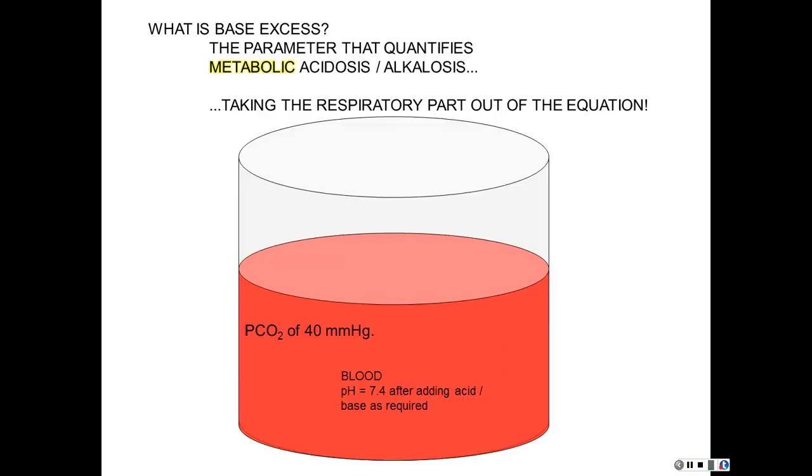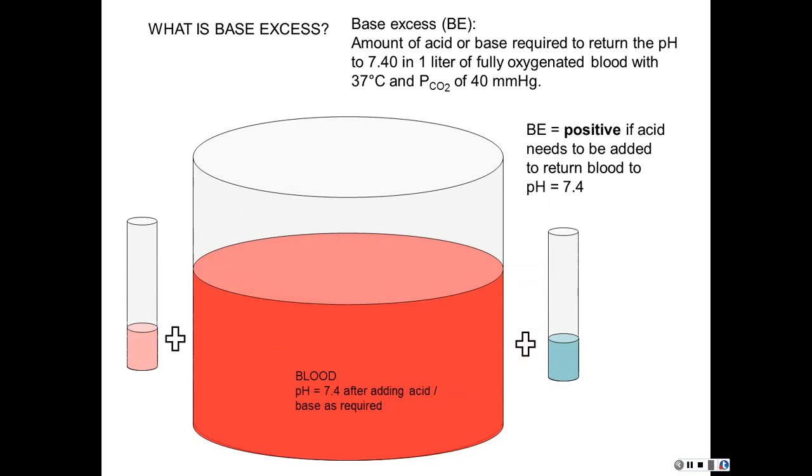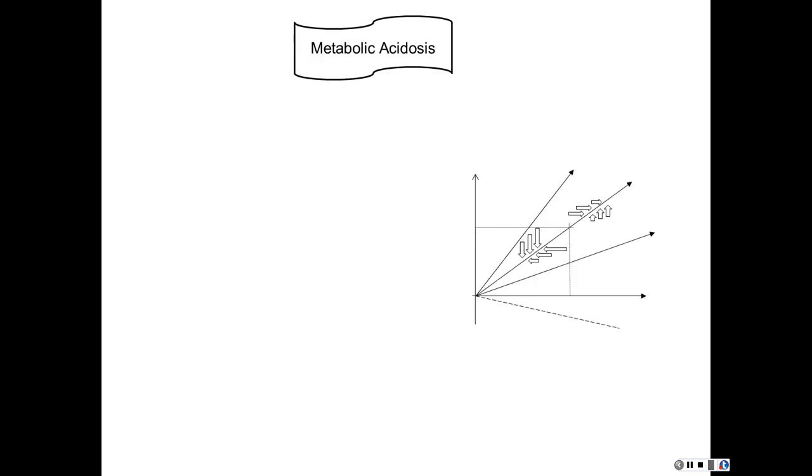So that takes the respiratory component out and just leaves you with, do you have a metabolic acidosis or alkalosis? And the base excess is positive if they had to add acid in order to get it back to normal. That meant that there was excess base, so the base excess is positive in that situation. So that would be an alkalosis.